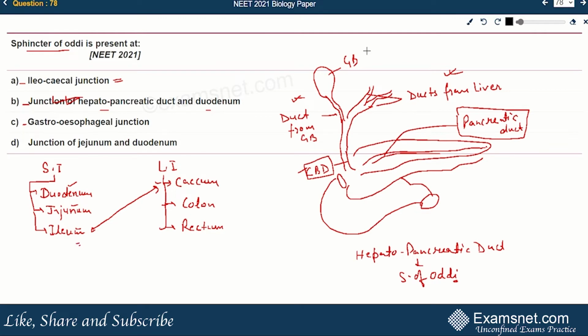What is gastroesophageal junction? The junction present between the esophagus pipe and the stomach. So the sphincter that regulates the opening of the esophagus into the stomach is known as the gastroesophageal sphincter. So I hope this question is clear to you.